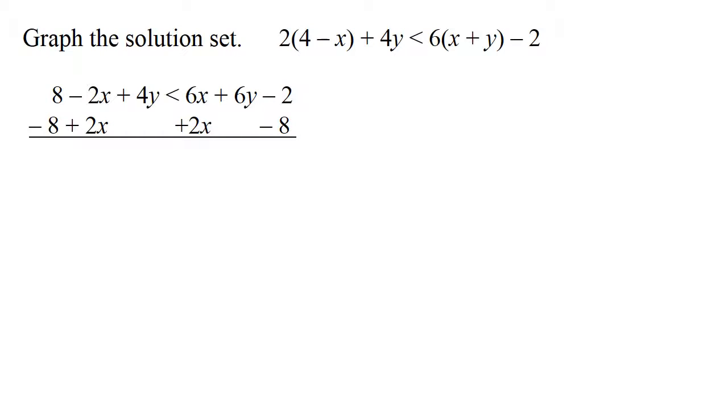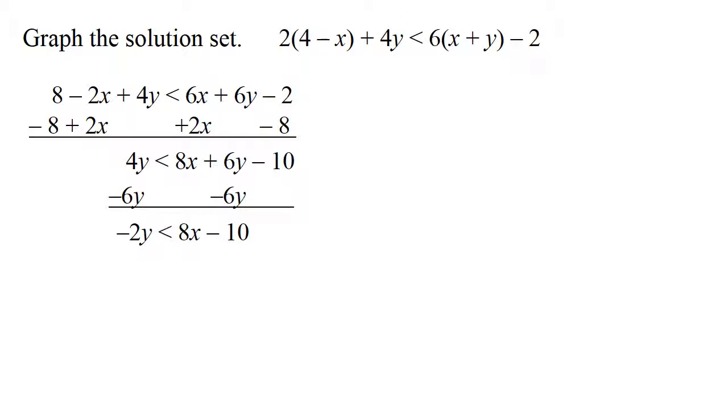Combine like terms. Now notice I still have a y term on the right hand side. I need to get rid of that now, so I'm going to subtract 6y from both sides. So I have my y's on one side, everybody else on the other. Now I just need to get rid of that coefficient of negative 2 on my y, so I'm going to divide everybody by negative 2. Notice that's going to flip the inequality symbol around because I divided by a negative. Y is greater than negative 4x plus 5.